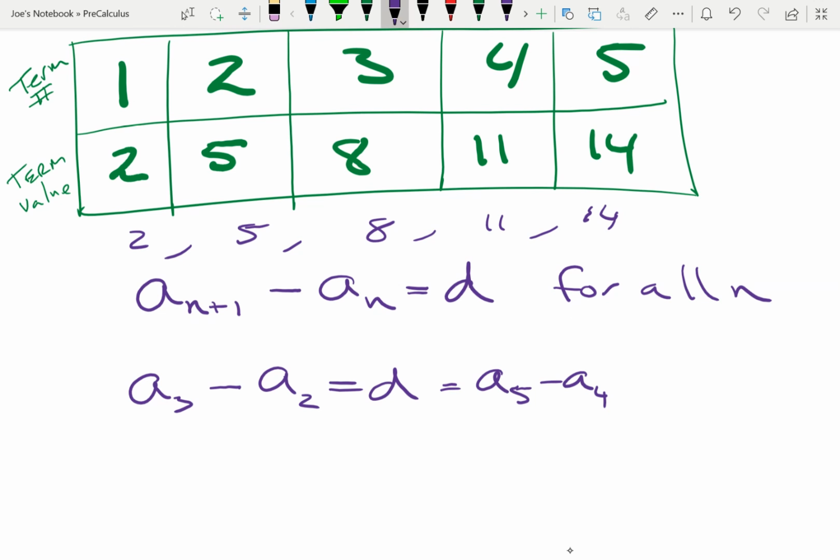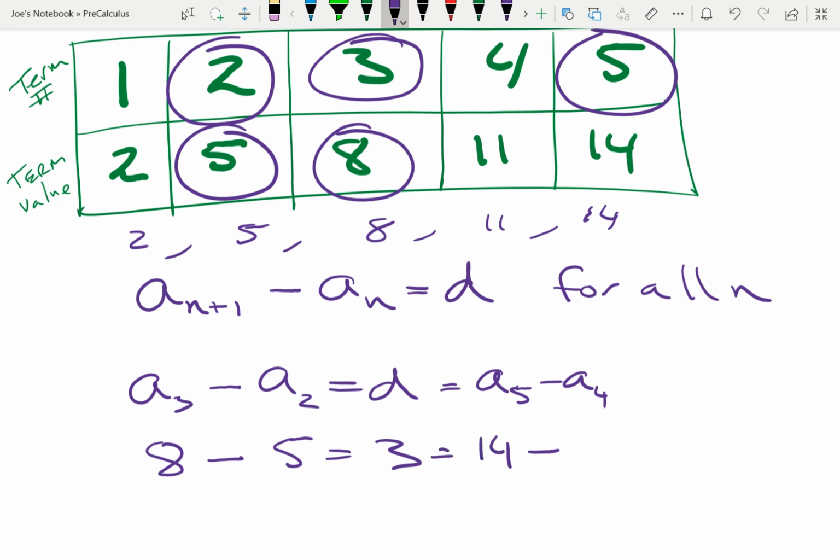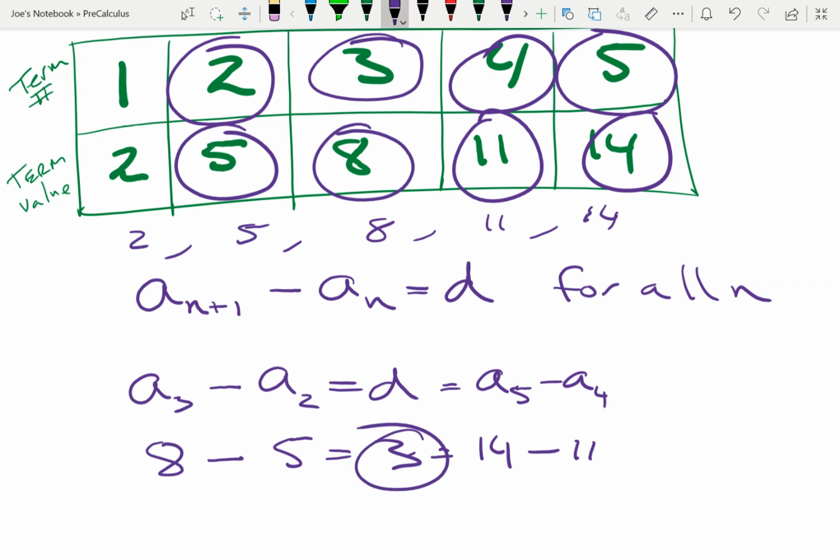What is a sub 3? Well, my third term is 8. So 8 minus my second term, 5, is equal to 3. Well, does that equal my fifth term, which is 14, minus my fourth term, which is 11, equals 3. All right.